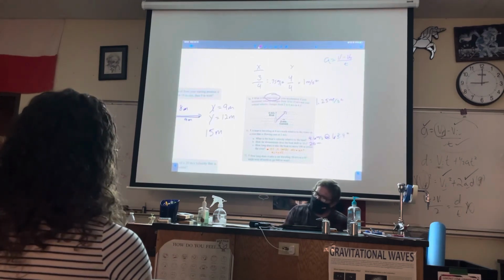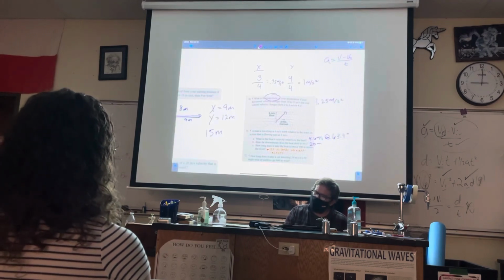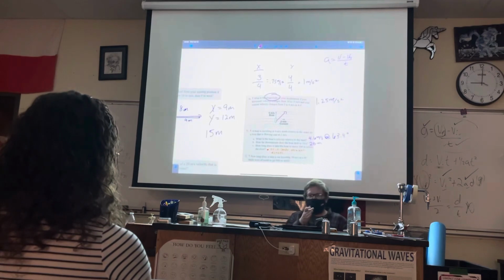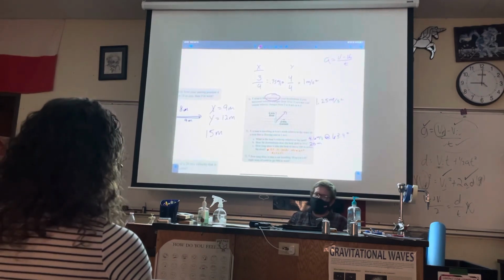And finally, how long does it take the boat to move 100 meters across the river? So we're just assuming it goes straight across the river, trying to move straight across the river 100 meters.